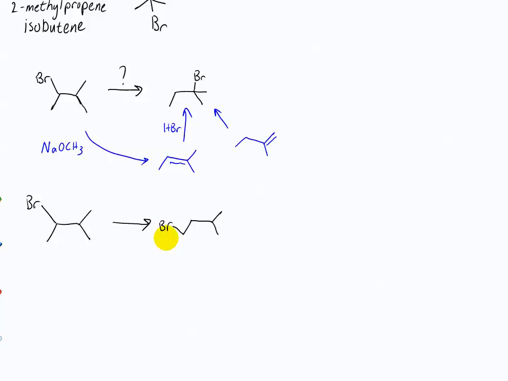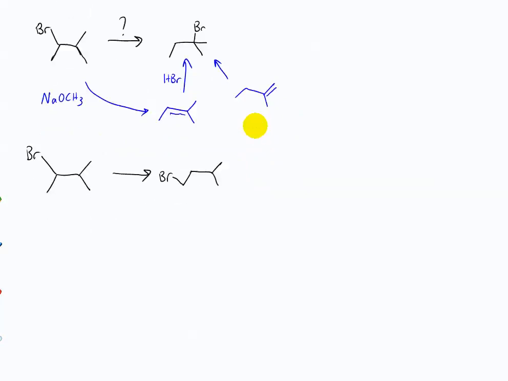That's right, we need a different type of elimination if we want to use the same process. In other words, this time we're going to go through this intermediate up here, not that intermediate directly, but a related intermediate. We need to go through this intermediate now, doing the anti-Markovnikov or radical HBr addition to get things in the right place. Okay. So this is still an elimination.